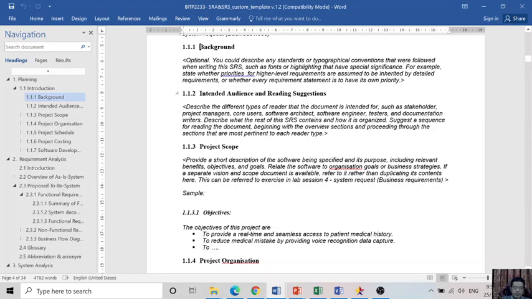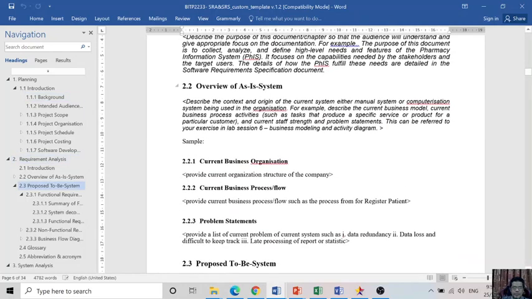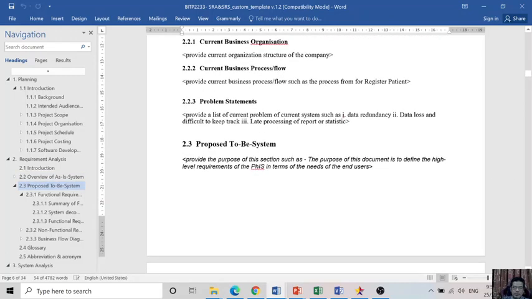What is the method to be adopted during this SRS development? We use agile or rapid application development, so you only do the necessary things. For example, under requirement analysis, there is an overview of the as-is system. We don't do this one, so you skip it and focus on the to-be system only.